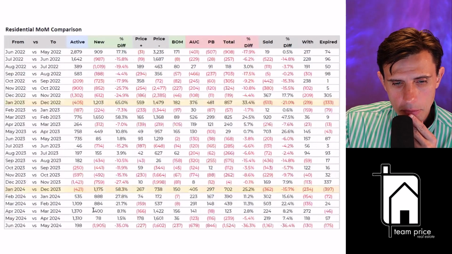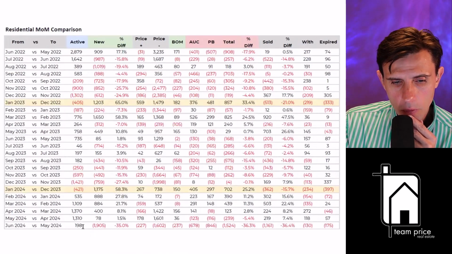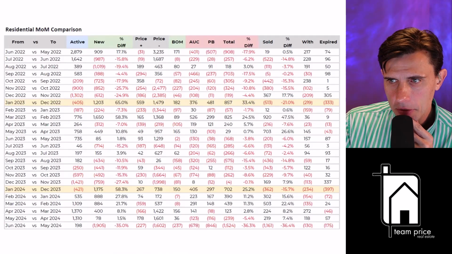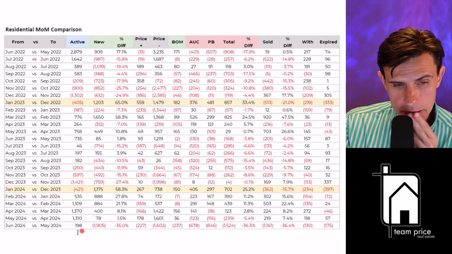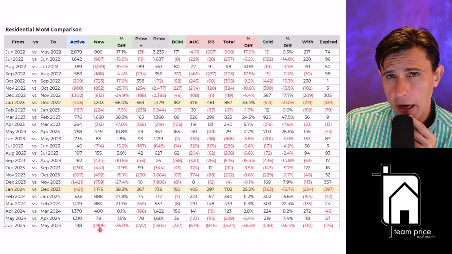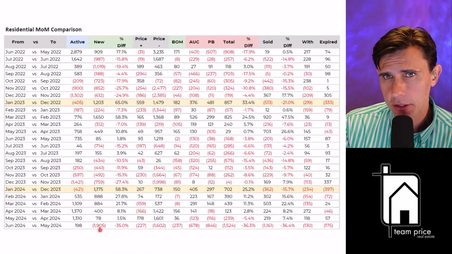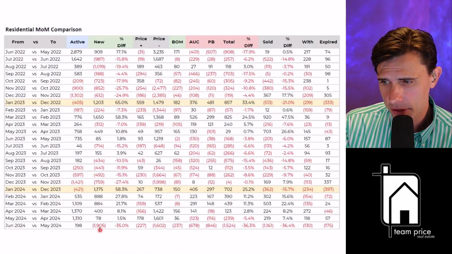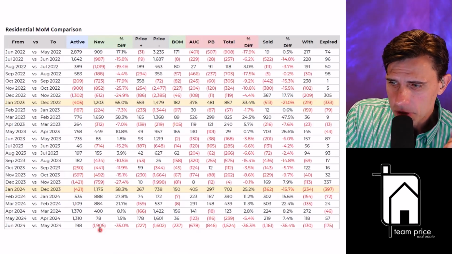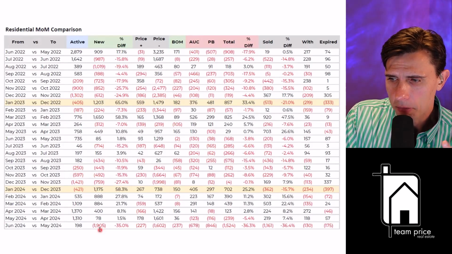So month over month comparison, we already have 198 more active listings. That's active listings. We've got 1,905 fewer new listings. We're not going to beat the new listings. A 92% price drop is a good marketing point for buyers.